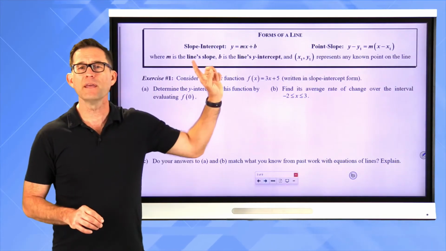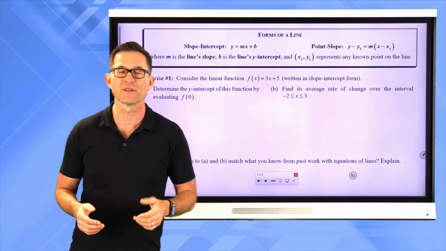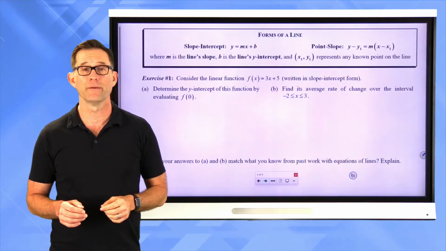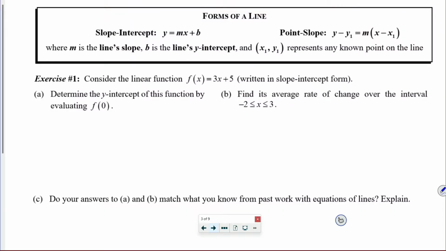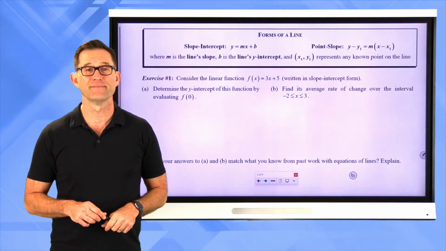All right, let's keep going and working more with these. I'm going to keep putting this up at the top just so that we can keep refreshing those two forms, but let's take a look at exercise number 1. Consider the linear function f of x equals 3x plus 5, written in slope-intercept form. Letter A. Determine the y-intercept of this function by evaluating f of 0. Why don't you go ahead and do that quickly? It should be very easy.